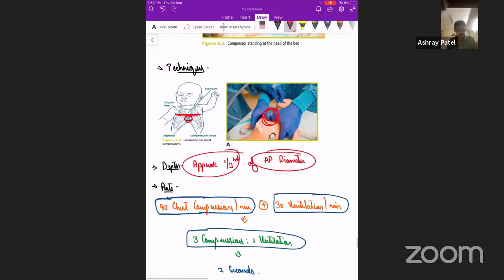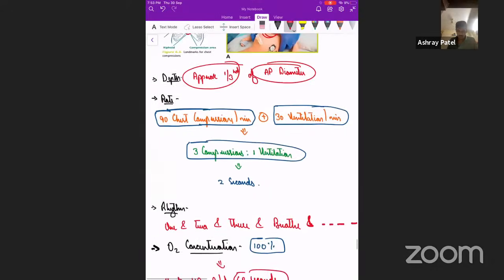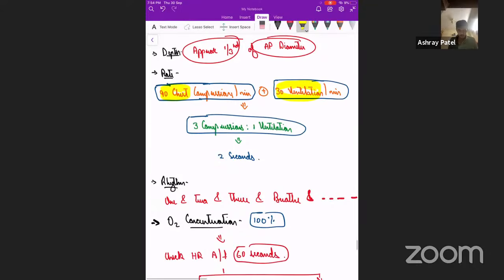Next is, what is the rate and rhythm? The rate is 90 chest compressions per minute. The second part is ventilation, that is 30 ventilations per minute. We need to make sure that 90 chest compressions and 30 ventilations per minute are being given. So what becomes the ratio? For every 3 compressions, 1 ventilation has to be given, and this has to take place within 2 seconds so that this target is achieved.